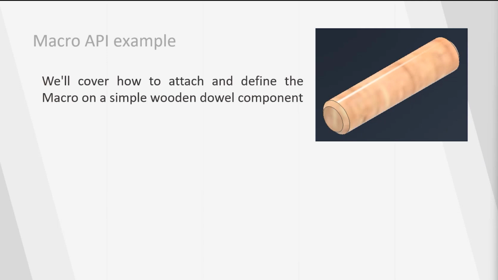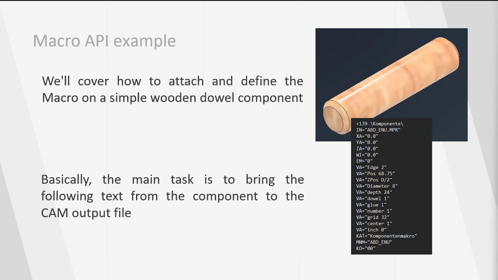We will cover how to attach and define the macro on a simple wooden dowel component. Basically, the main task is to bring the following text from the component to the CAM output file, in our case to the MPR file.